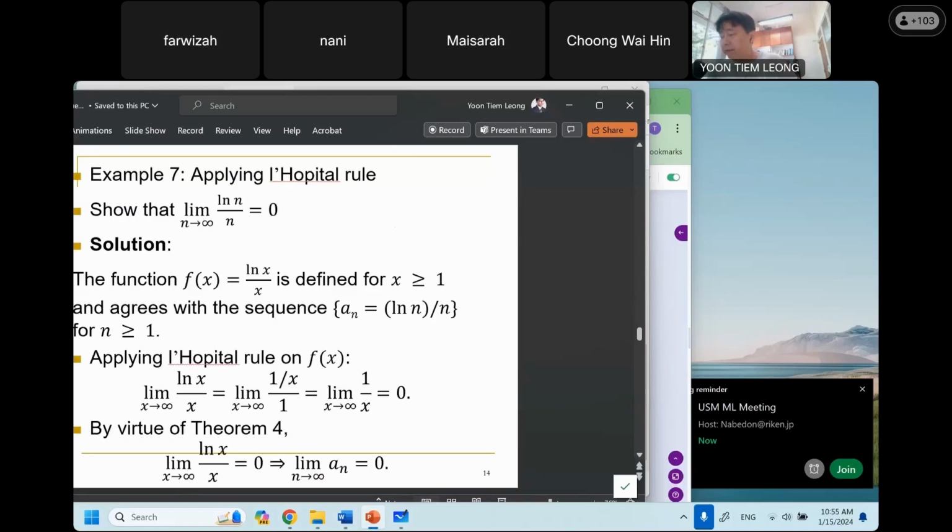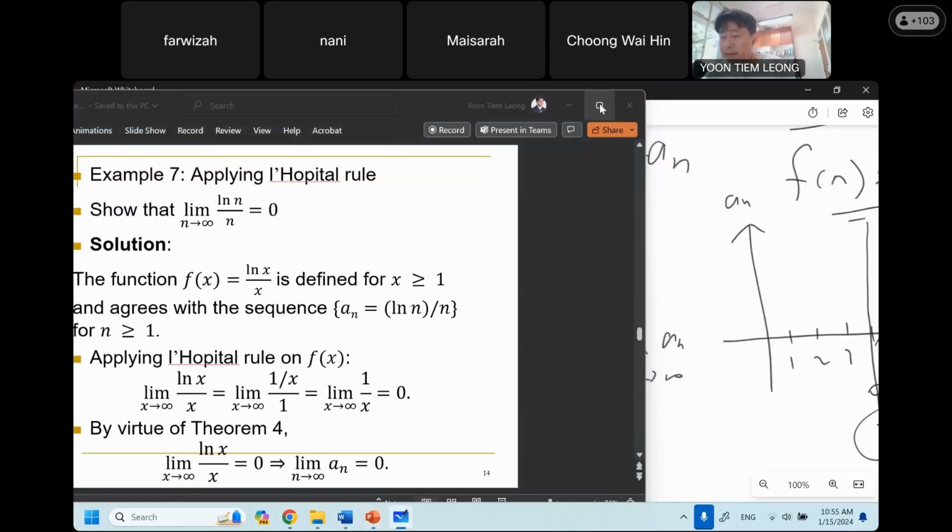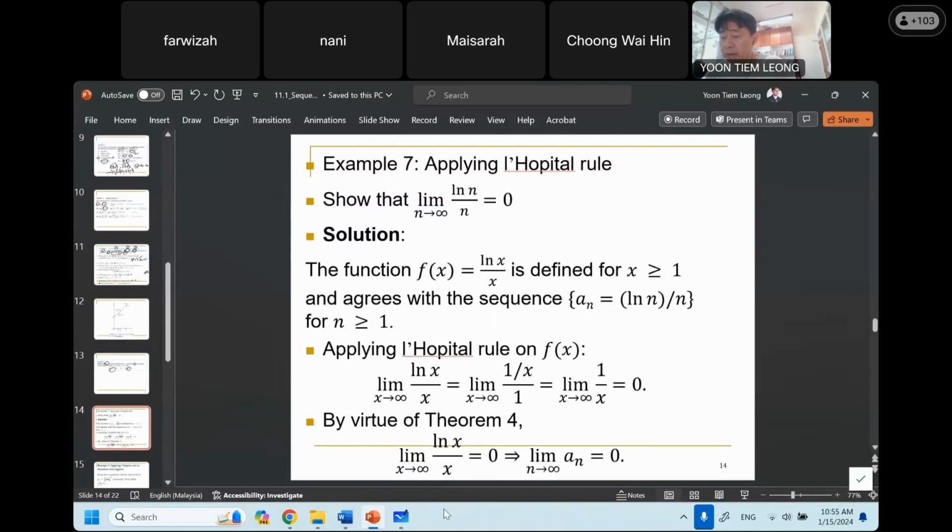So this is a very, very simple example. You are asked to find the limit of the sequence n over n.